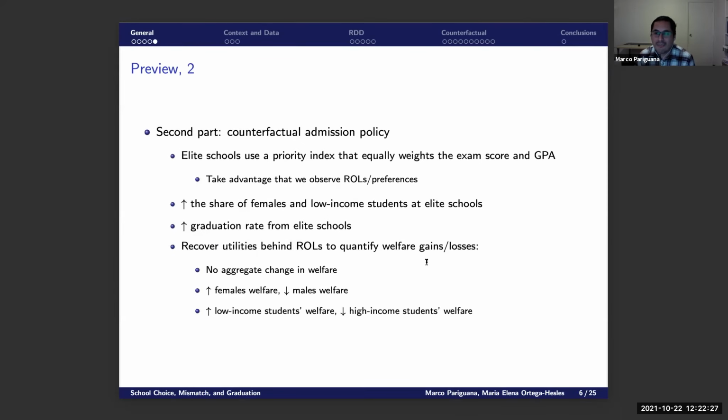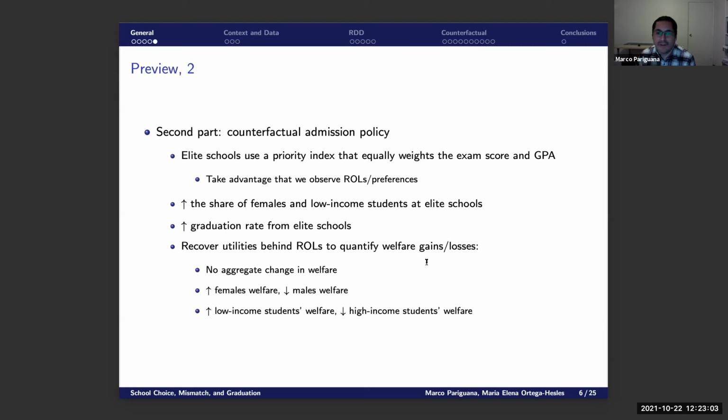Okay, now in the second part of the paper, after showing these results, why the skills that GPA is measuring might be important, we're gonna try to think about this. What can we do about it? We found there is this kind of mismatch. We're gonna try to think of a policy that we could implement. So we're gonna design this counterfactual admission policy where elite schools use a priority index that equally weights the exam and GPA. So we're gonna take advantage that we observe the application list so we can assign students by simulating the matching algorithm.